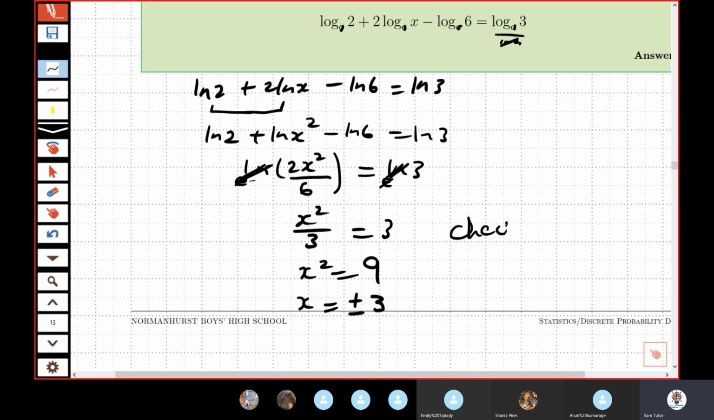Then we pause for a second. We just check. If I sub in negative 3 into here, log of negative 3, we know won't work. So therefore, the only answer is the positive, like you said. But if you don't actually show the plus minus 3, we can't give you full marks. So just be careful with that.